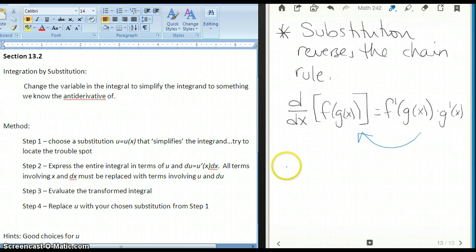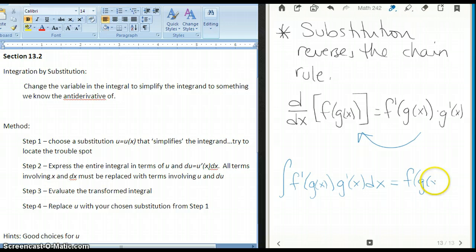So if you want to write that using an integral, because that's what we're doing, reversing this process, then you could write that the integral of the right side here, g prime. The integral of the right side has to be the original starting thing, F of g of x.